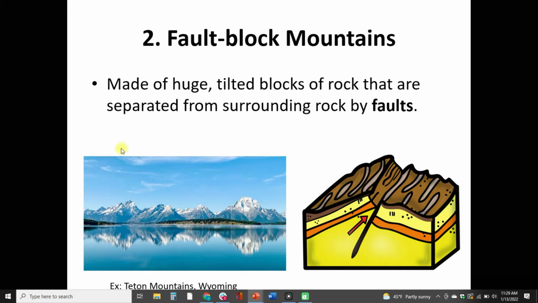So this is our first slide again. So fault block mountain goes with this picture. And you can just copy this right here. They're made of rocks that are separated from surrounding rock by faults. Or you could even say fault lines if you wanted.